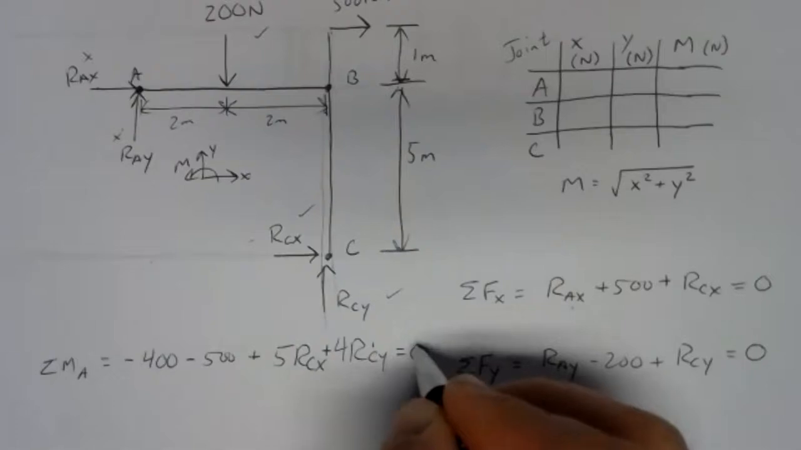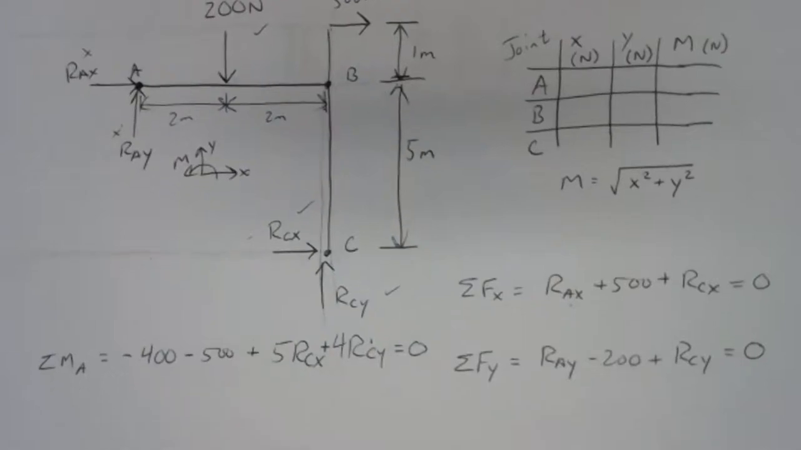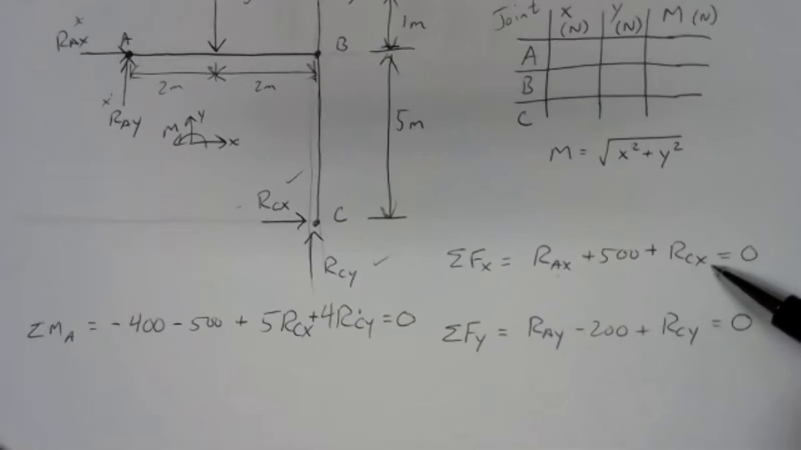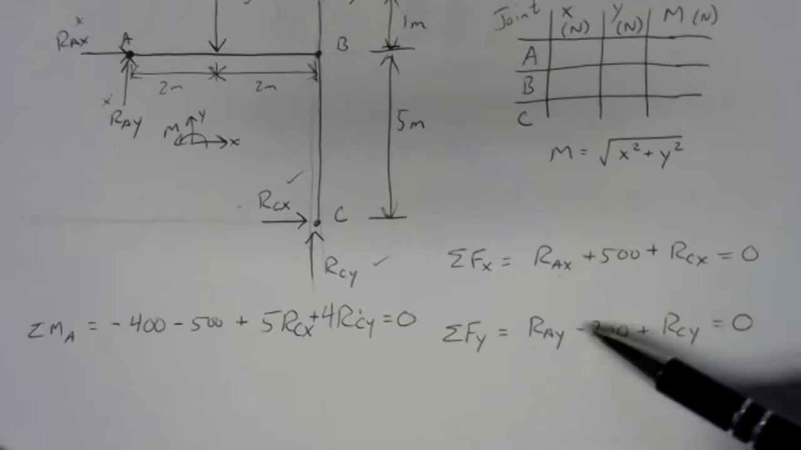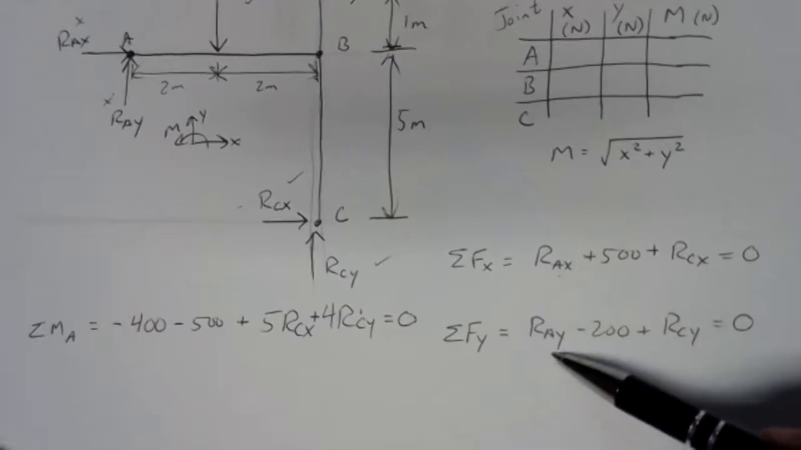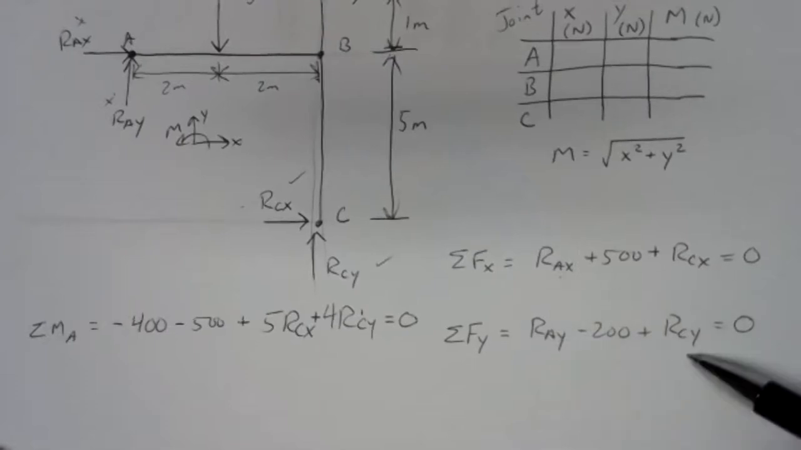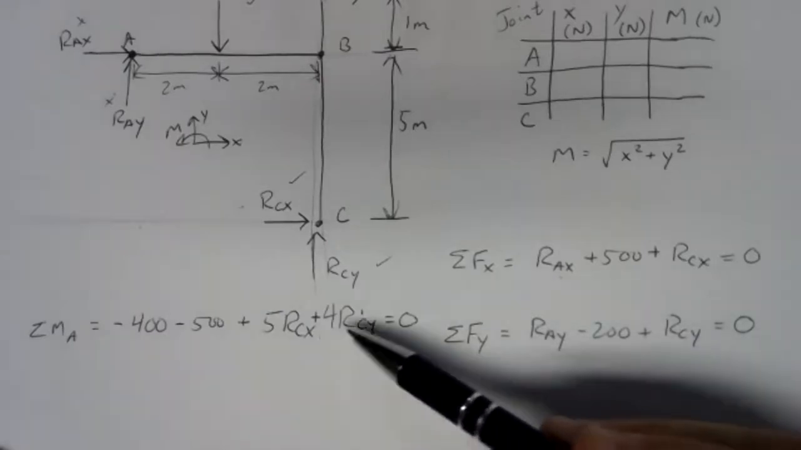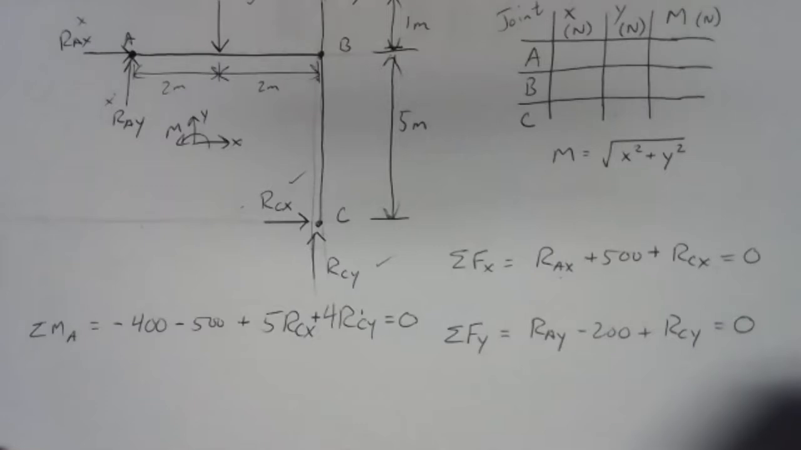Well, let's clean up these equations a little bit here. If we look back at them, the x direction equation we can't solve right now because we have too many unknowns. RAX and RCX, we don't know what those are. The Y equation, we're in the same boat. We have 2 unknowns, so we can't solve that. And the moment equation, we've got 2 unknowns. We've got RCX and RCY.